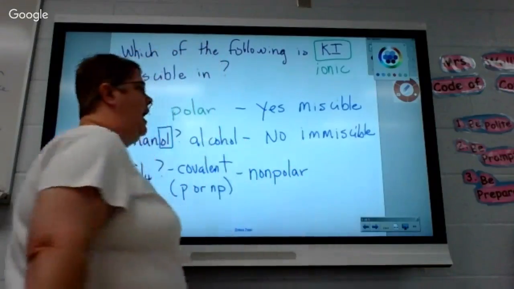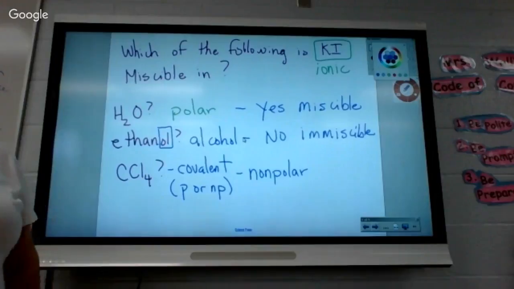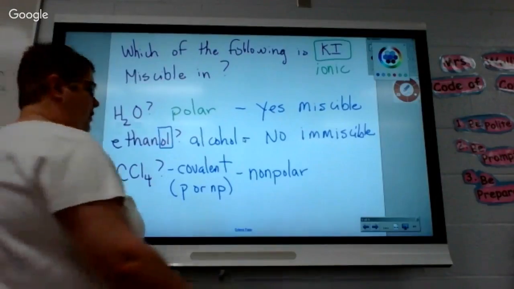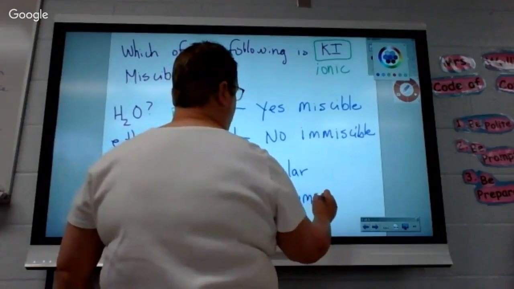So if it's non-polar, will it dissolve an ionic compound? I got several people shaking their head no. So it's no, it's immiscible.